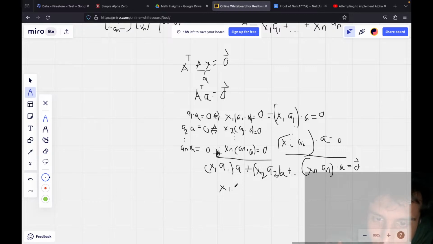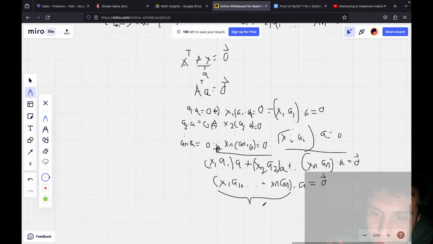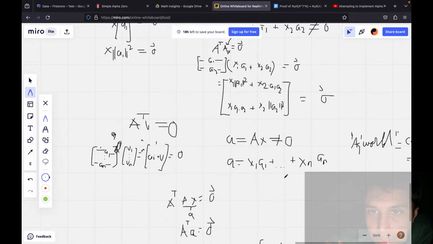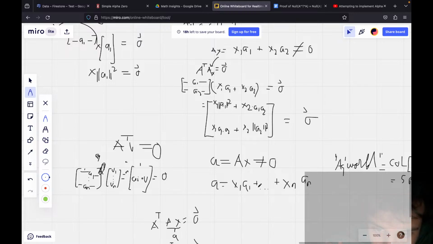x1 a1 plus dot dot dot plus xn an, dot a, equals 0. But if you look carefully, you realize that that was the whole point. This whole thing is just a. So this basically means that a, its norm, is 0. But that's a contradiction because this a is not equal to 0, and we're done.